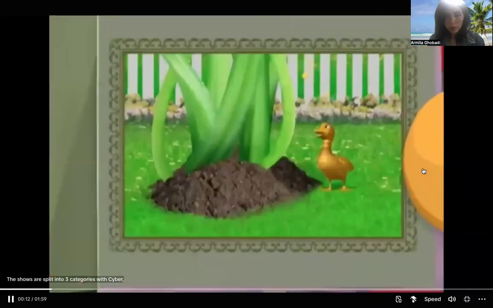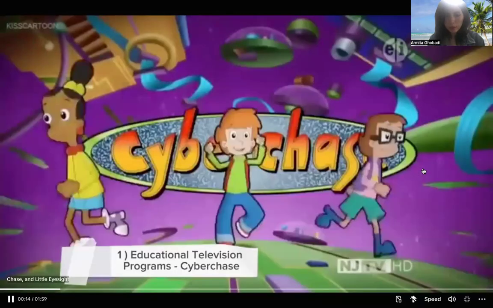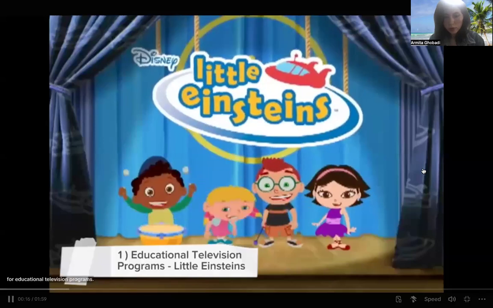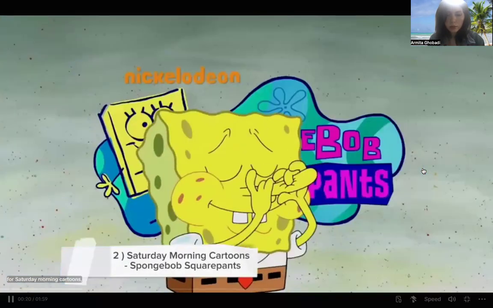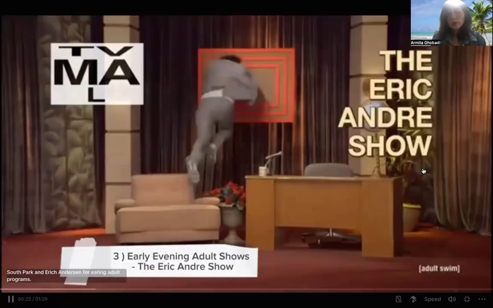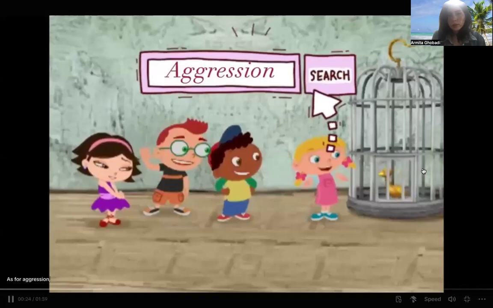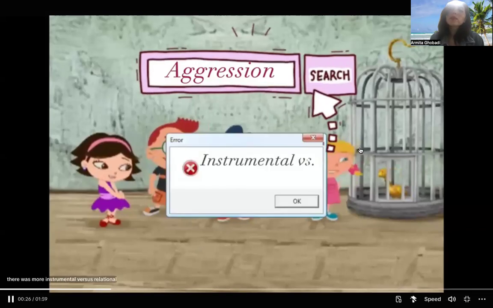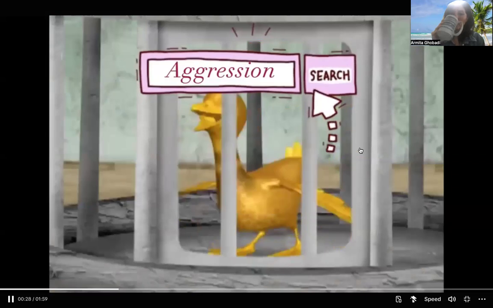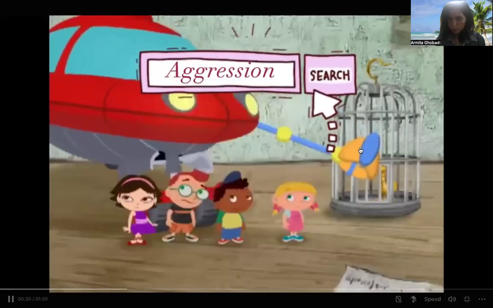The shows are split into 3 categories, with Cyber Chase and Little Iceland for educational television programs, Avatar: The Last Airbender and SpongeBob for Saturday morning cartoons, and South Park and the Eric Andre Show for evening adult programs. As for aggression, we tried to understand that there was more instrumental versus relational, and overt versus reactive. So basically, she is talking about the kind of programs that she chose, and now she is trying to define the type of aggression she's looking into.